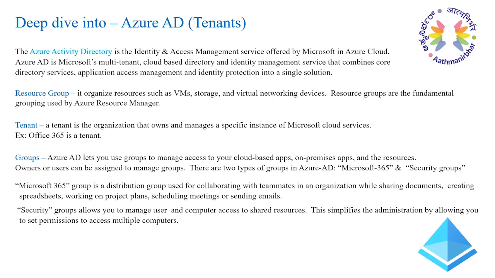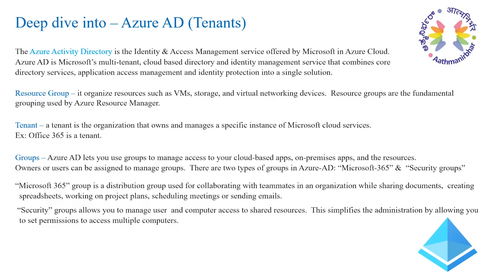Azure Active Directory lets you use groups to manage access to your cloud-based applications, on-premises applications, and the resources. So owners or users can be assigned to manage these groups. By default, there are two types of groups in Azure Active Directory: Office, that is Microsoft 365, and security groups. We had seen both these groups while creating a username. Have you come across them? If not, we will look into that today.